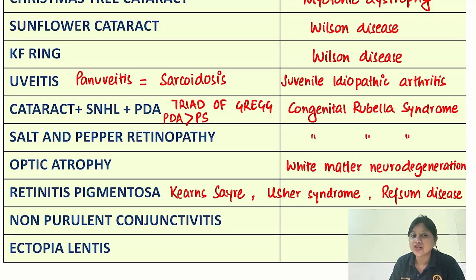Coming to the next one, that is non-purulent conjunctivitis. So you get conjunctivitis, but there is no discharge. Usually in conjunctivitis, you get a red eye and there is watering. But if there is no discharge and there is a red eye, and I can also add another line that it is limbal sparing. Yes, you're right. We are dealing with nothing but Kawasaki disease.